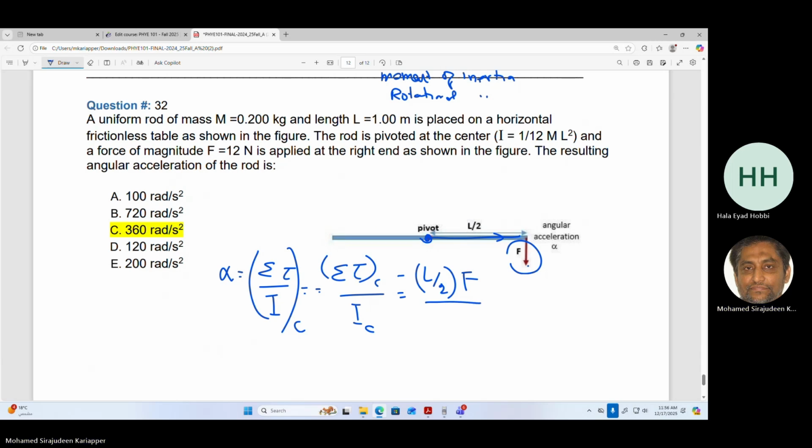Divide by the moment of inertia, which is 1/12 m L squared. That's it. You substitute. And of course, you will get a negative answer. Doesn't matter, because we are just interested in the magnitude only. Negative tells you the direction of the angular acceleration. Obviously, it is clockwise. That is why it is negative. So you just substitute and you should get this answer, 360.